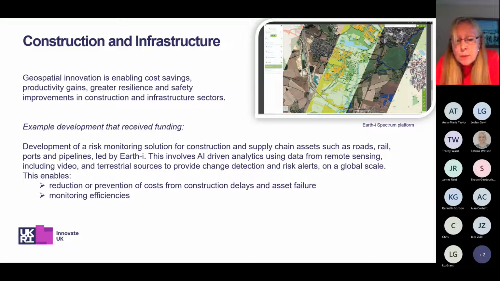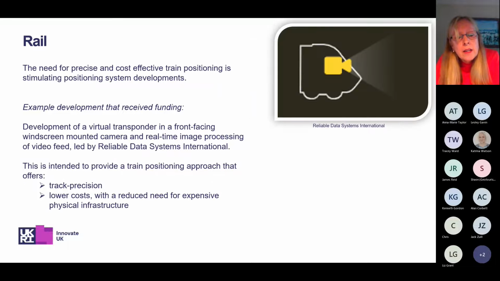And then, of course, there is the transport sector. Next slide, please. If we look at rail in particular, the need for precise and cost-effective train positioning is stimulating a number of positioning system developments. Reliable Data Systems International, for example, received funding to develop a virtual transponder for trains, using a front-facing windscreen-mounted camera for optical recognition of the view from the front of the train. This aims to provide a precise, lower-cost approach to train positioning and reduces the need for expensive physical infrastructure.